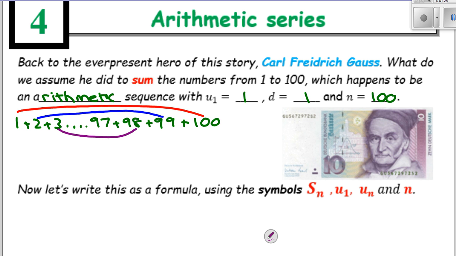So let's just write that out. So he realized there were 50 pairs of 1 plus 100. Even better, 50 he got from 100 over 2, didn't he? So maybe I should put 100 over 2 at the front, because that's more what the real formula looks like. So he kind of did that, didn't he? 50 pairs of 101. So we can also write the word 50 pairs of 101 if you want.